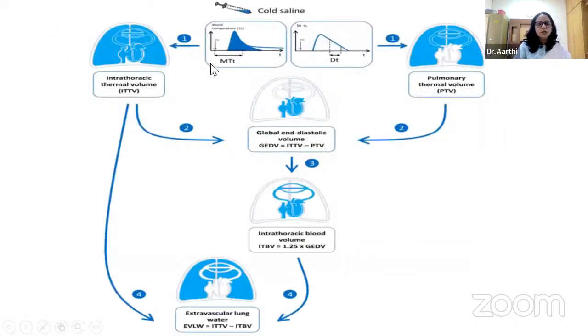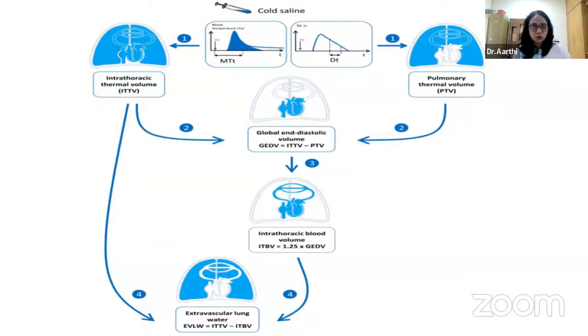So with the area under the curve, we monitor the cardiac output. So with that, along with the mean transit time and other parameters, one can derive the intrathoracic thermal volumes. So the whole volume in the intrathoracic space is called the intrathoracic thermal volume, and also one can derive the pulmonary thermal volume. So when you subtract the pulmonary thermal volume from the intrathoracic thermal volume, one can get what is called the end diastolic volume.